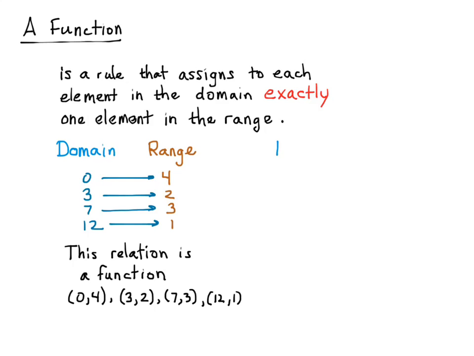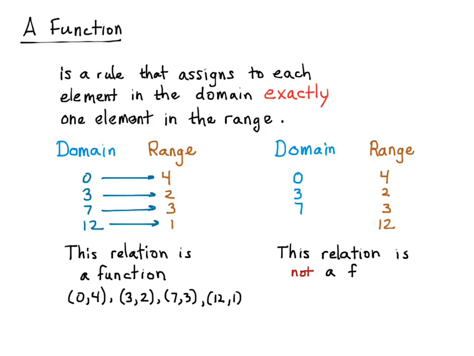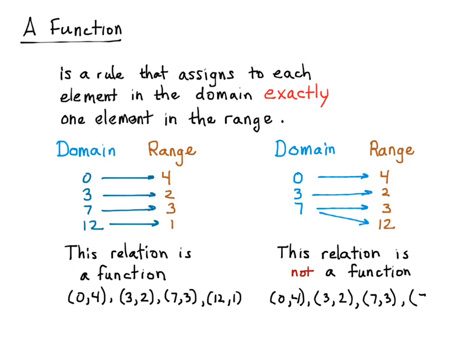Like I said earlier with the grocery store prices, we can assign more than one thing the same price, but if we have an item that has two prices, like the 7 being associated with both the 3 and the 12, it's not a function, because 7 is associated with two values, 3 and 12. That's the real essence of a function: you get one answer out of it. It's just like your calculator. It's a four-function calculator. You put an operation in, you only get one answer.